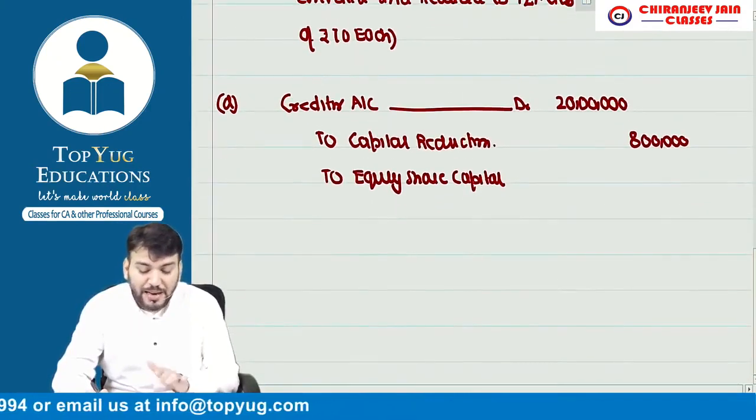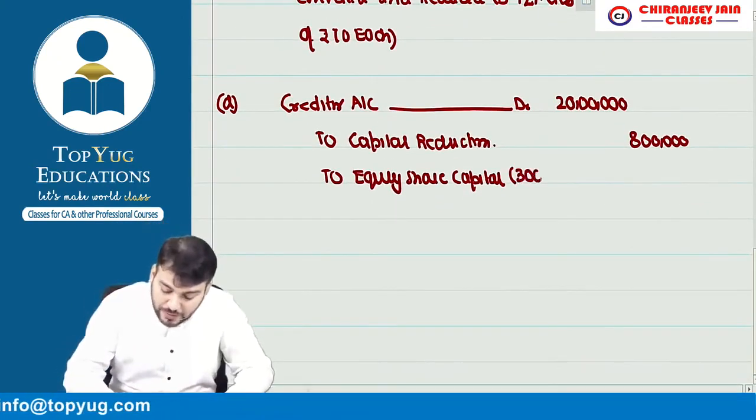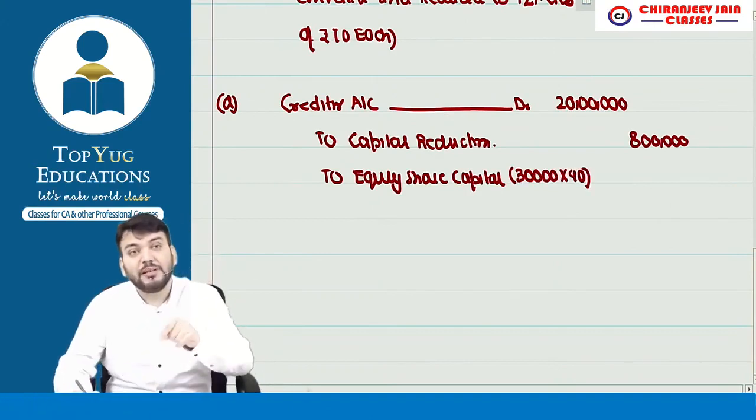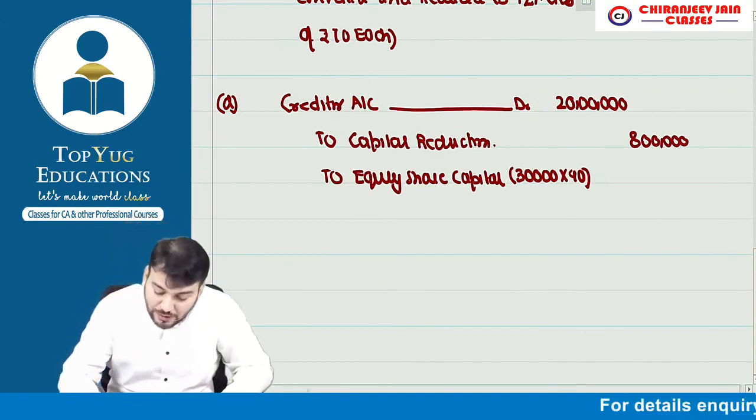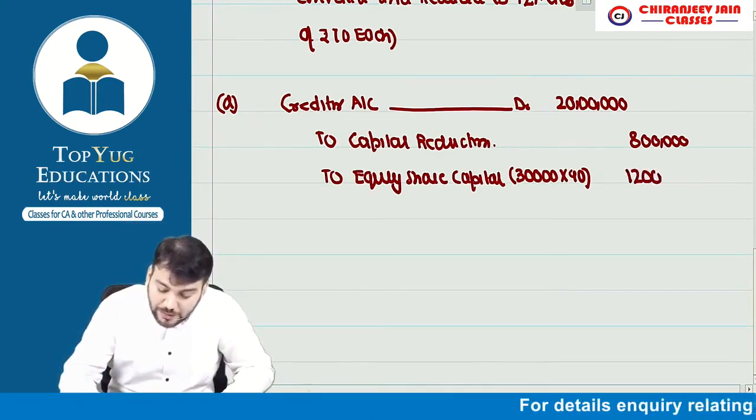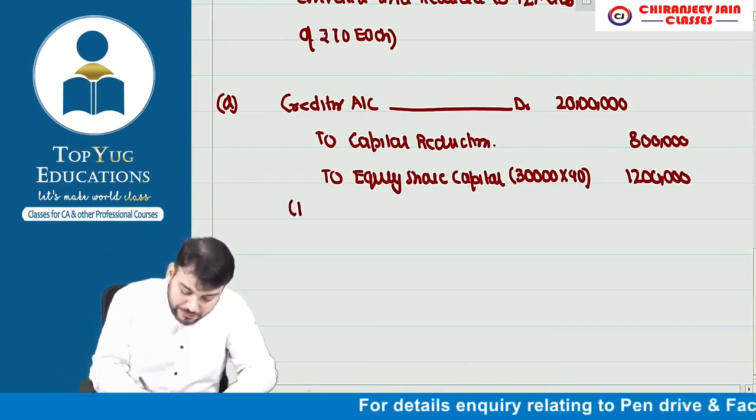Correct? So tell me, the balance is what? 12 lakh. Means how many shares? It will be 30,000 into 40. So for the balance, 30,000 equity shares of ₹40 each are given. Even though it is not mentioned, the same number of shares and face value will come. Correct? Yes sir. So write.